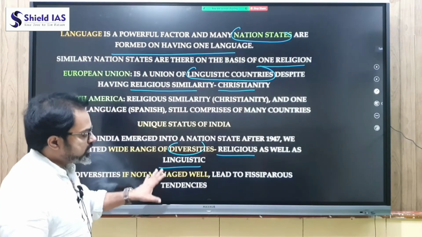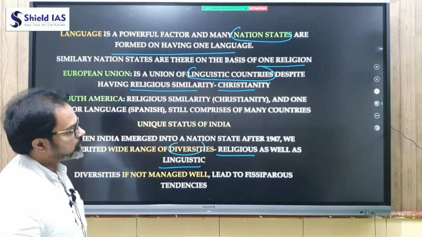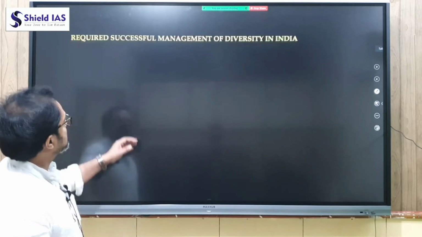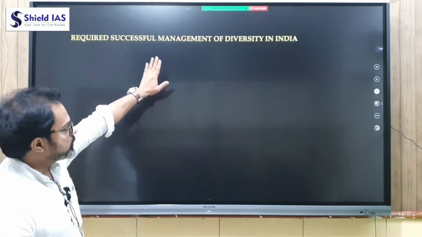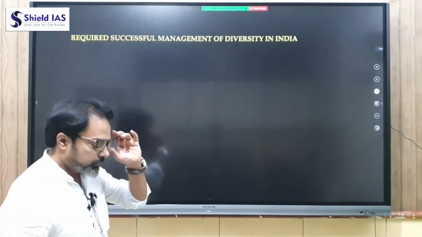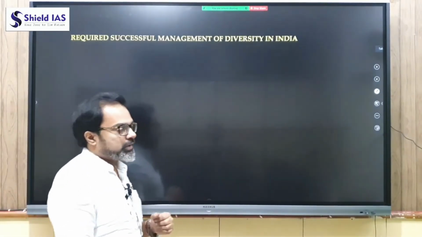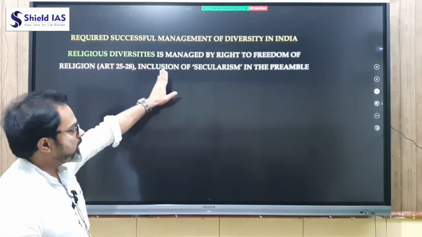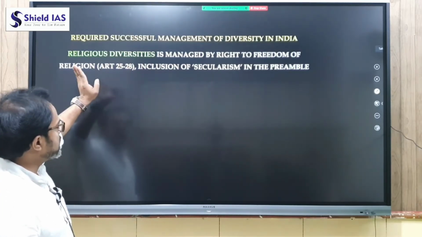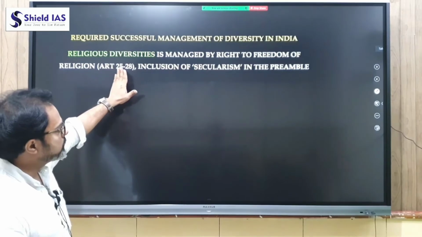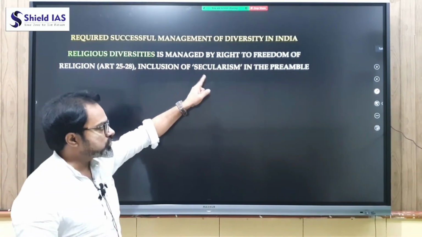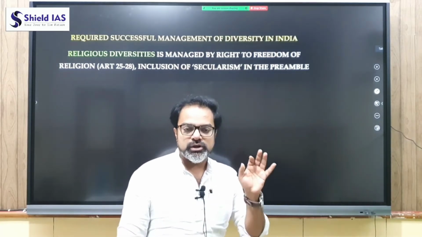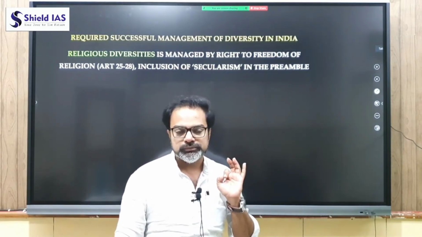So now we try to manage this. Yes, we tried to manage this. What we did required successful management of diversity in India. Now how did we manage this? First, the religious diversities were managed by the right to freedom of religion, Articles 25 to 28, and the inclusion of secularism in the Preamble. In this way we tried to manage the religious diversity of the country.